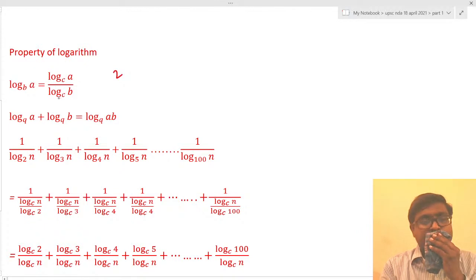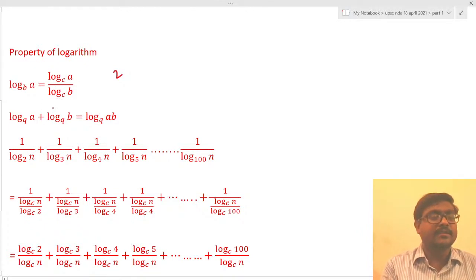And another property: when logs are in addition, it becomes a product. It becomes log of AB, or PQ. The base value should be the same. So we can use this property. So this is the sum given. I have rewritten the sum.